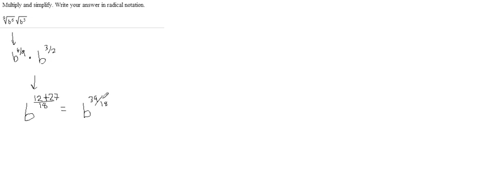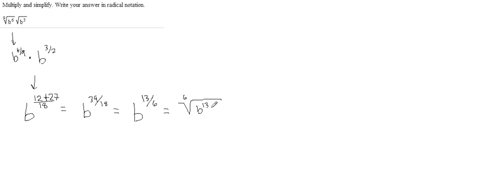If that fraction can simplify, we want to simplify that right here. So I noticed that 3 can go into both of those actually. So 3 can go into 39 13 times, 3 can go into 18 6 times. So since that fraction is totally simplified, I'm going to now change it back to root form. That'll be the 6th root of b to the 13th.